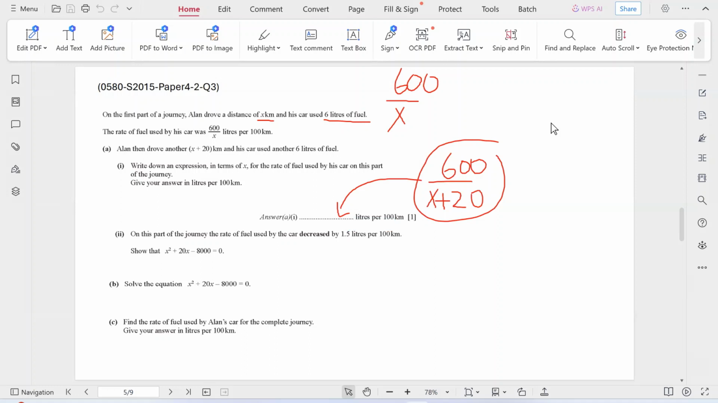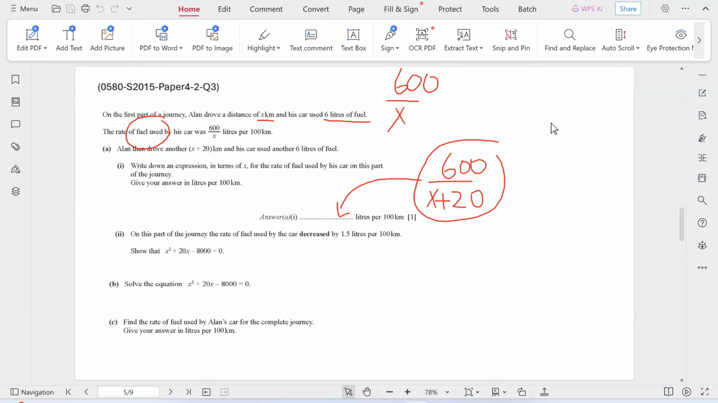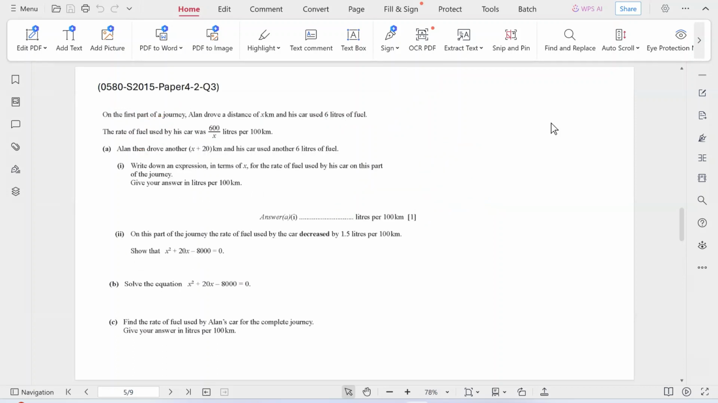Let's check the marking scheme to make sure we are on the right track, and thankfully we are. This is the correct answer, 600 over x plus 20. So let's continue. On this part of the journey, let me write the answer to (i) in a smaller handwriting here, just to keep it for reference, 600 over x plus 20.